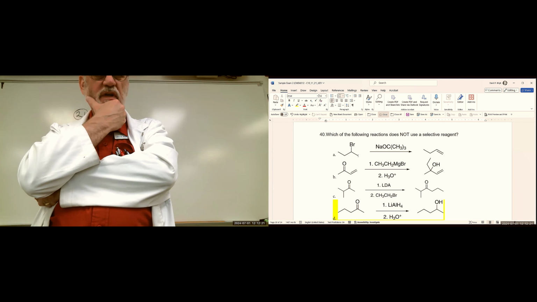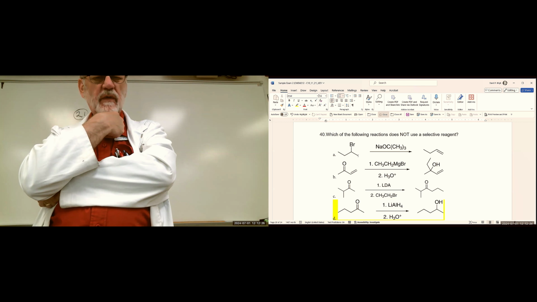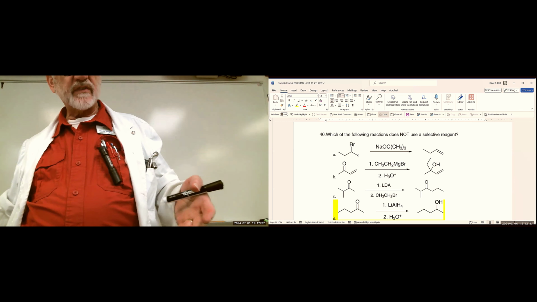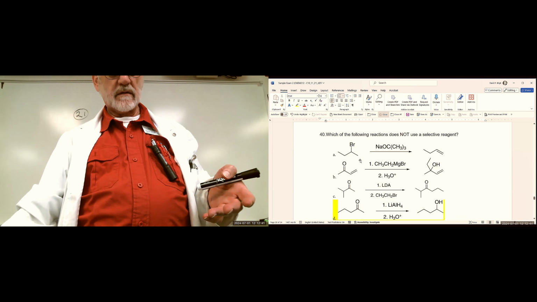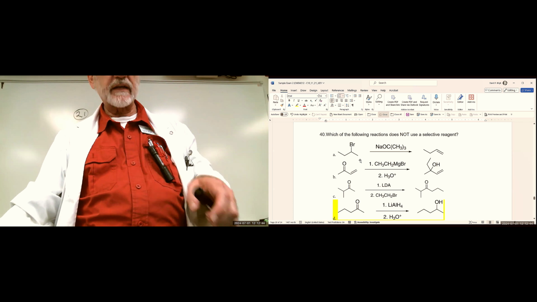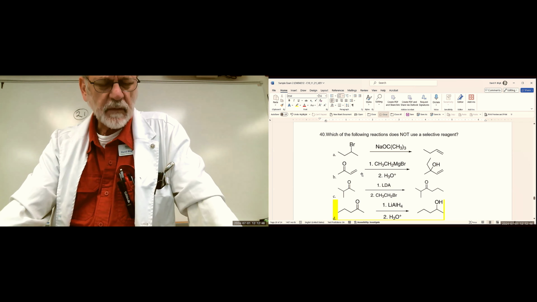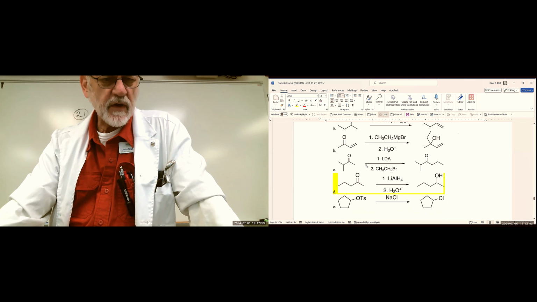No, it would attack that. It would attack the hydrogen on the carbon attached to the bromine. Oh, but it can't be selective. Not use a selective reagent. Well, it is selective. The Grignard reagents are always selective. LDA is always selective.